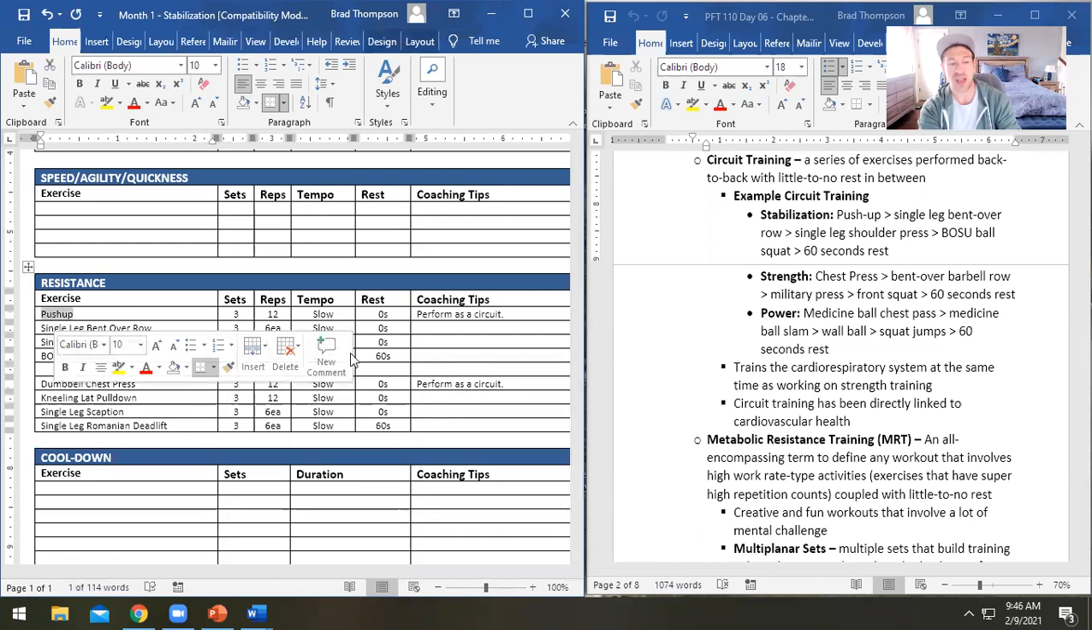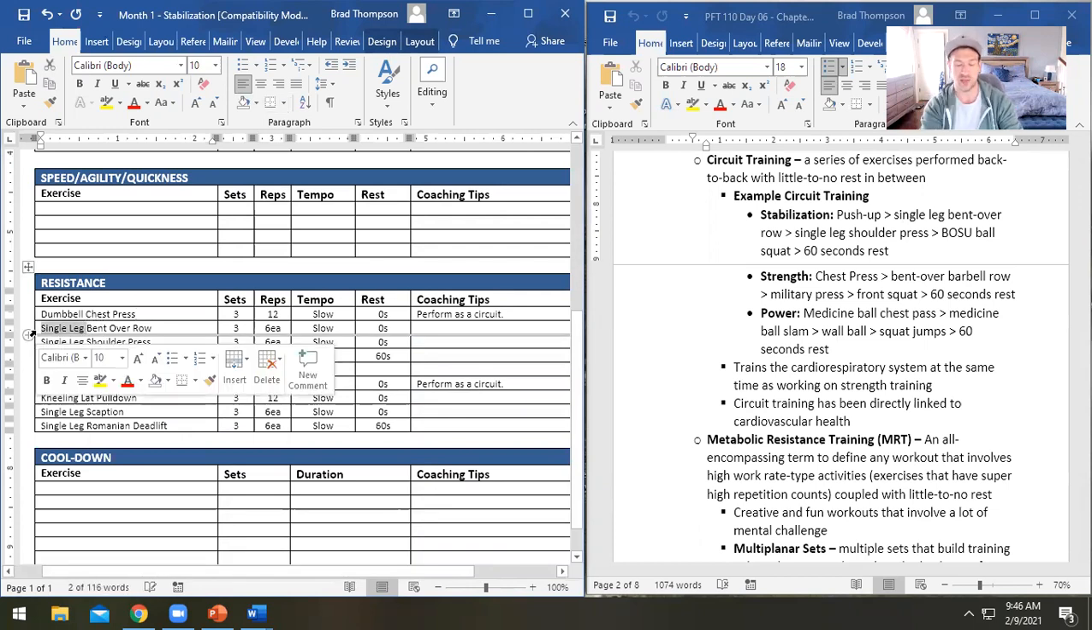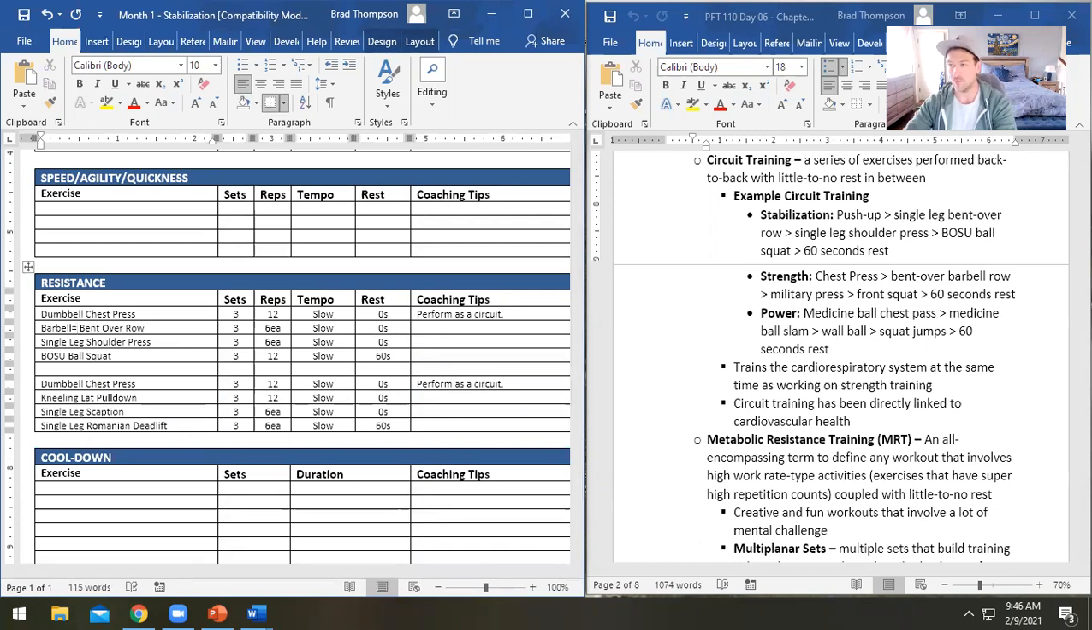So no more push-up. Now we're going to change it to a dumbbell chest press, right? On a bench, dumbbells, very stable, very, very heavy. Rather than doing a single leg bent over row, we're going to just do a regular old barbell bent over row, right? Very, very quick, very, very easy. Rather than doing a single leg shoulder press, guess what? Dumbbell shoulder press, which really is just a regular shoulder press, right? 2 legs on the ground, nice and stable.